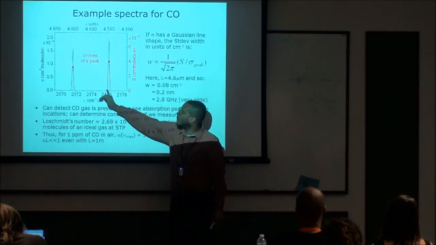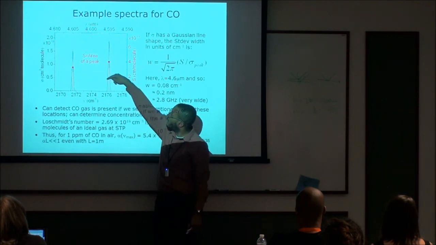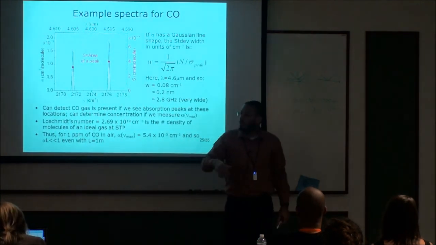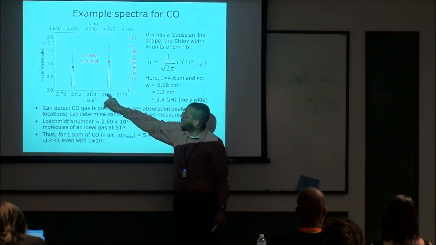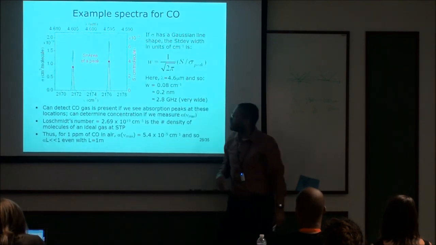So I have some fixed wavelength. What I want to do is modulate the wavelength back and forth so that I look at changes in the transmission, because the absorption depends on what wavelength I'm at. So I'm moving the wavelength back and forth, looking at the change in transmission.